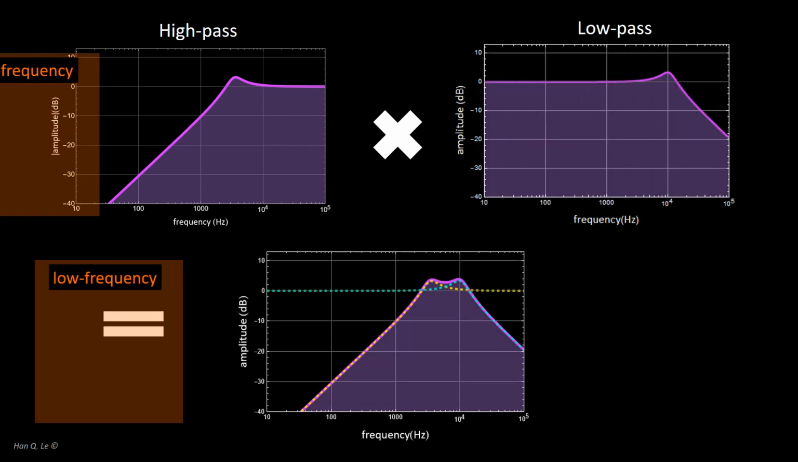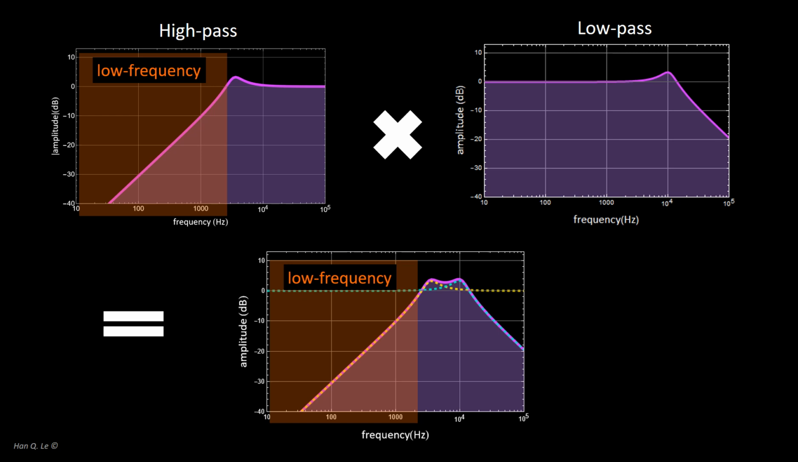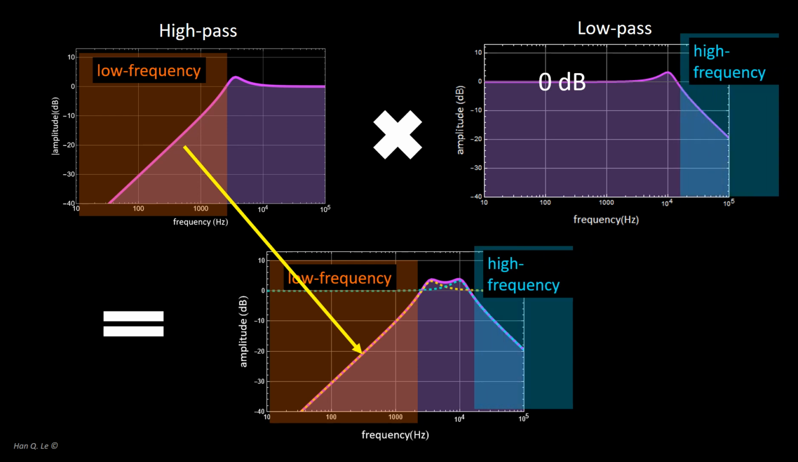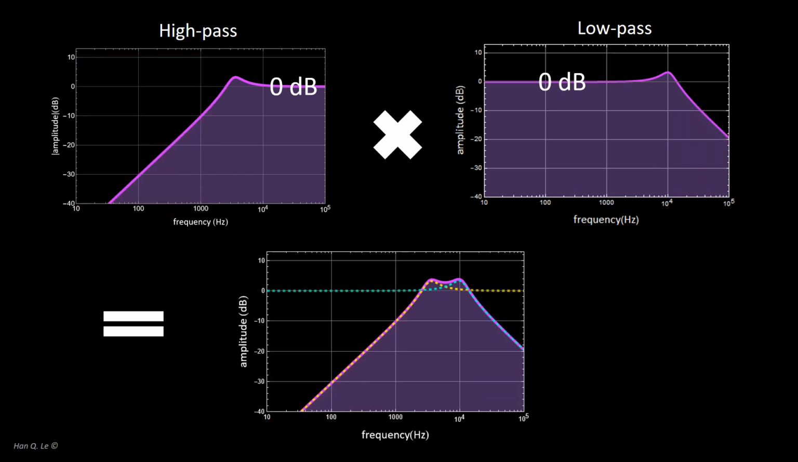Hence, on the low frequency side, as the low pass response amplitude is 0 dB, the total response is simply that of the high pass slope. On the high frequency side, the response of the high pass is 0 dB, hence the total response slope is that of the low pass. The net result is a filter that blocks both high and low frequencies, allowing only a middle frequency range, hence, it is a band pass filter.